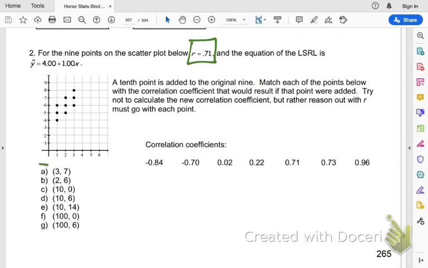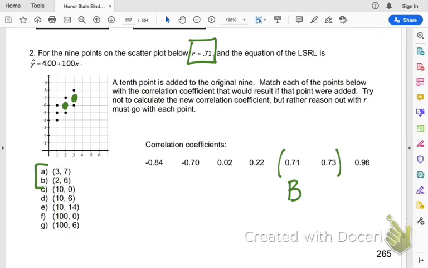So let's look at the first two, because those two are actually within my data set. So I'm going to plot 3, 7, and I'm going to plot 2, 6. And both of those, since they're within my data, are not going to do a lot to my correlation. So it's probably going to be between one of these two, and which one goes with which. Since 2, 6 is smack dab in the middle of my data, like the averages of the x's and the y's, I would say that that's going to go with the 0.71 because it's in the very middle. It's not changing anything about my data.